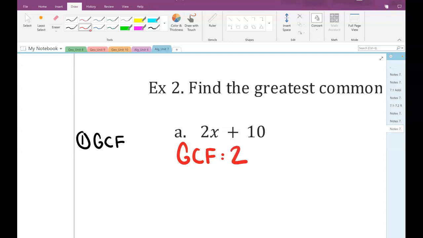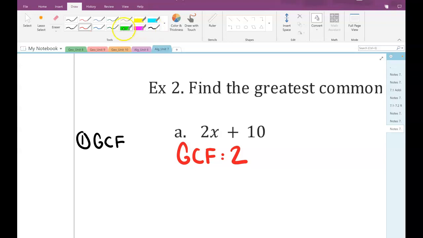Or 2. And now I look at my variables. Well, this term has an x, and this does not, so it cannot be a common factor. X is not a common factor between these two. It's only in one of the terms, so we can't take an x from both terms. So our greatest common factor is just the number 2. So that's your first step.